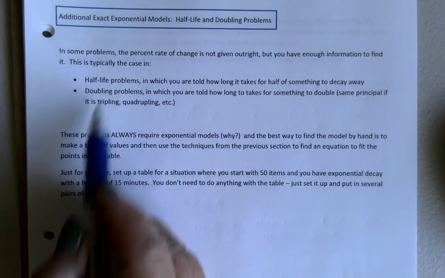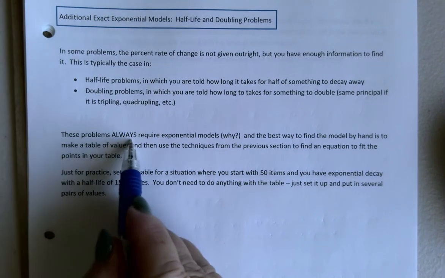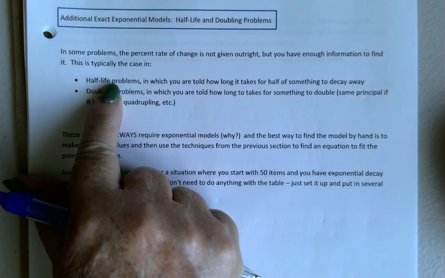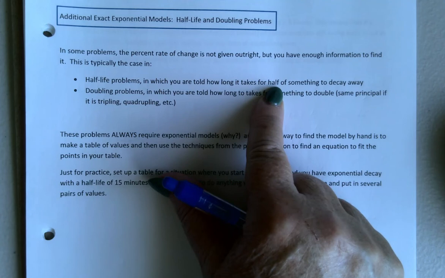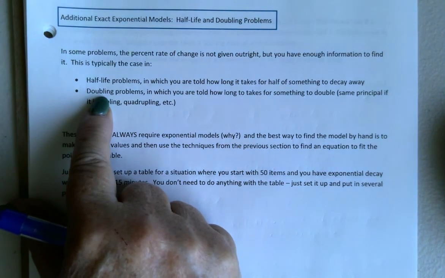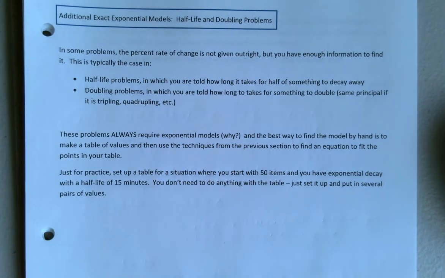These problems, half-life problems, doubling, tripling, etc. problems, always require exponential models, because we actually are looking at that constant relative rate of change, right? In a half-life problem, we're cutting something in half over and over and over. The constant multiplier is 1/2. In a doubling problem, we're multiplying something by 2 over and over, or by 3 if we're tripling, and so on. So these kinds of problems we'll always want to use exponential models for.